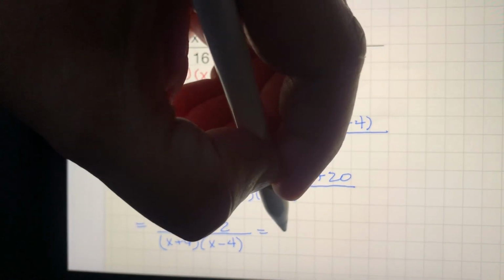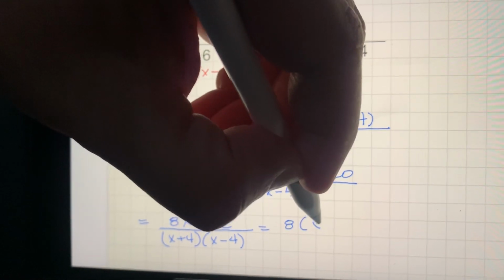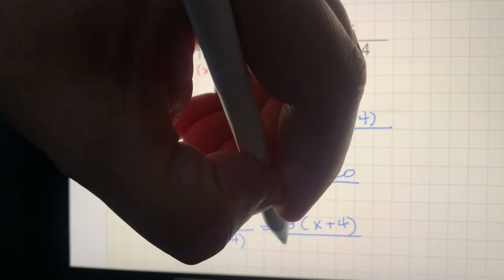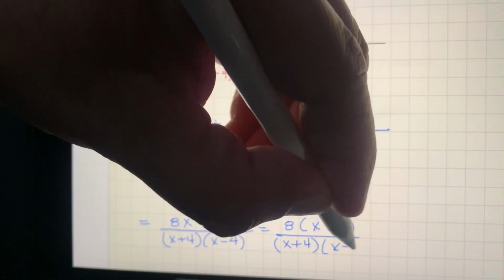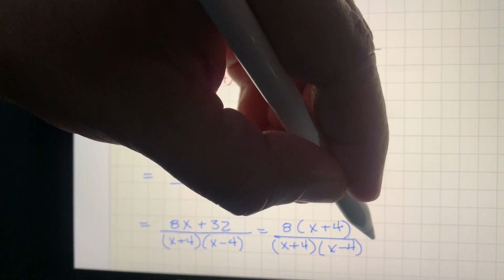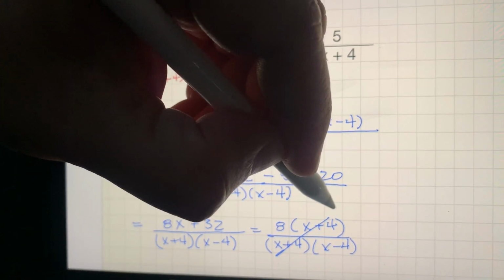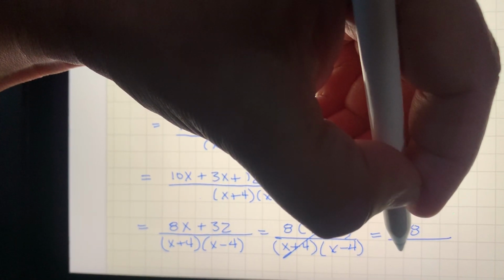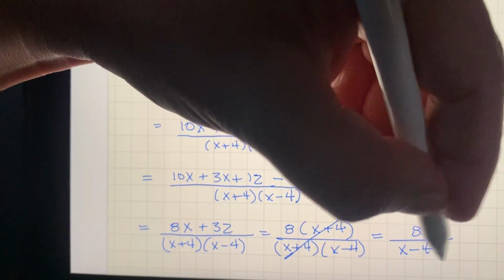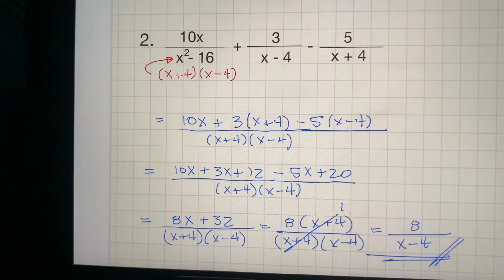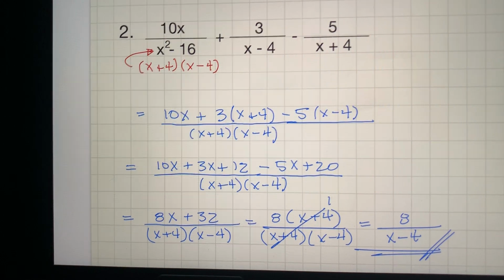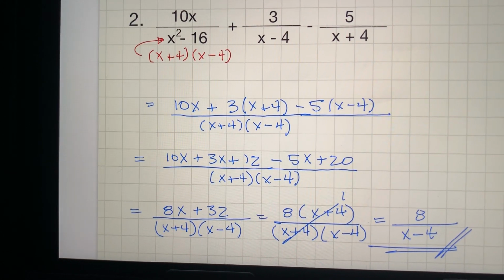If I extract the 8, that gives me 8 times x plus 4 over x plus 4 times x minus 4. I know that these terms can cancel out. Therefore, my answer would be 8 over x minus 4. And that's the answer to this problem.